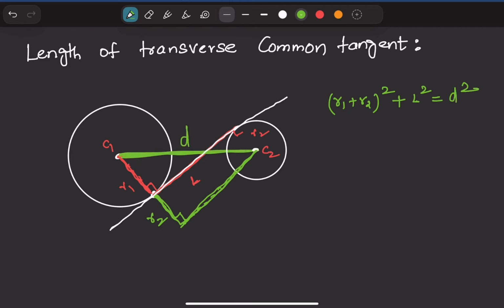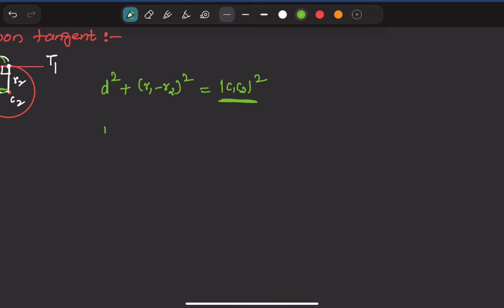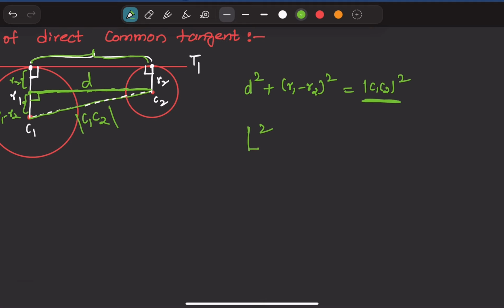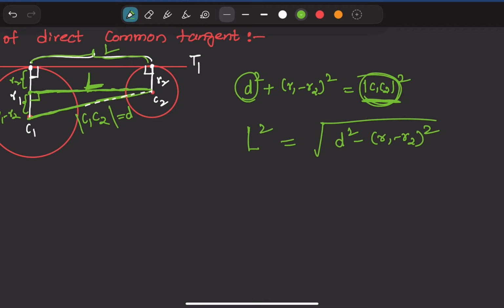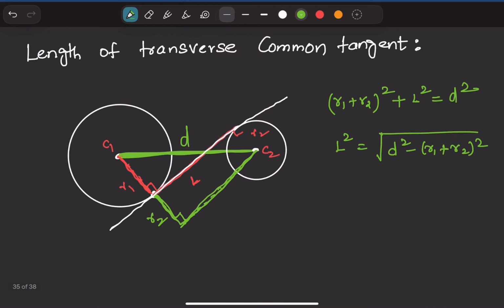So D square. So your length of transverse common tangent is simply square root of D square minus (R1 plus R2) whole square. Here, denote the length of direct common tangent by L, and the distance between the centers is D, let's say. So in that case, it will be simply square root of D square minus (R1 minus R2) whole square. So this is the length of your direct common tangent and this is the length of your transverse common tangent.